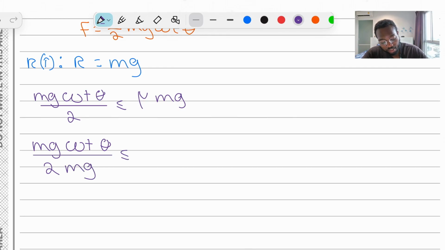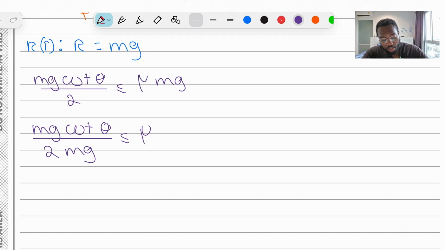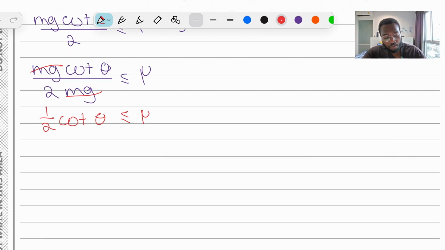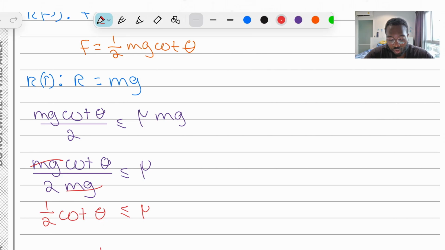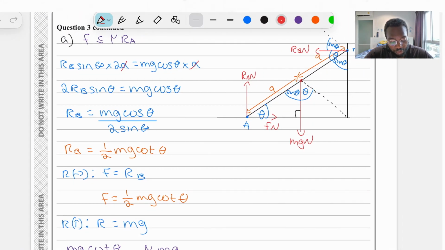That would be less than or equal to mu, and then the mg's just cancel out, so we are just left with a half cot theta is less than or equal to mu. And then if you rearrange that, because we want mu on the left side, the inequality sign will also flip. Therefore, mu is greater than or equal to a half cot theta. So again, with that question, you just need to work out what your RB is by taking moments.